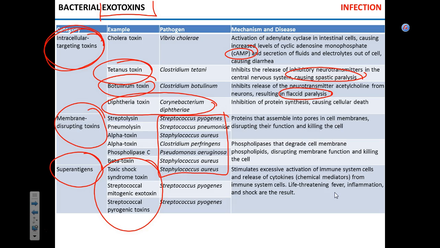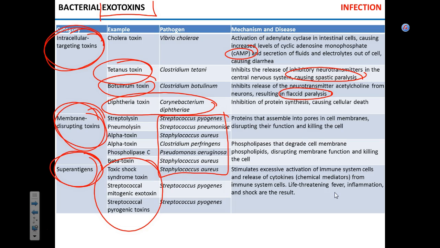Second, membrane disrupting toxins, and third, superantigens. If I give you a definition, such and such toxin targets, I don't know, anthrax toxin inhibits protein synthesis in the cells, leading to cell death. What kind of toxin is that? Is that membrane disrupting, intracellular targeting, or superantigen? You have to pick one.